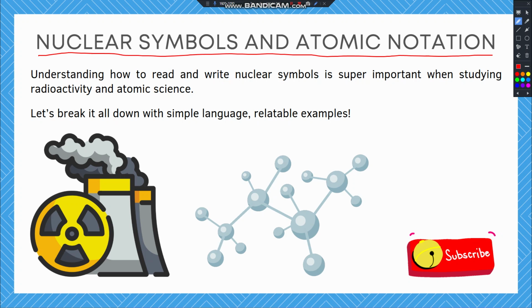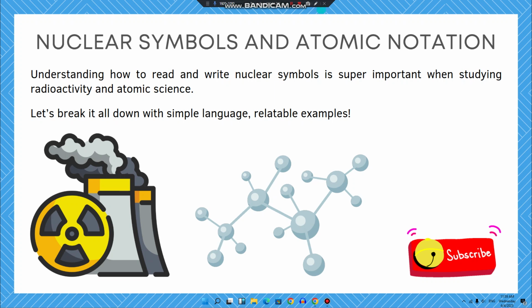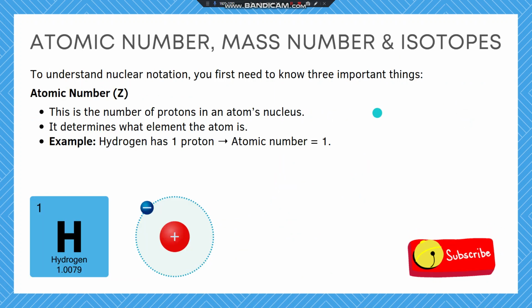First things first, understanding how to read and write nuclear symbols is super important when you are studying radioactivity and atomic science. So we're going to be breaking down each concept step by step. We have nuclear symbols, we have the atomic notation, and we're going to be learning about them and seeing how to break them down in simple language and with relatable examples that you can all relate to. So that said, let's get into the first concept that we have for today's lesson.